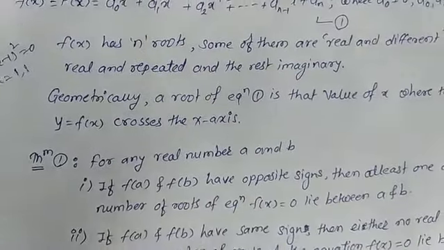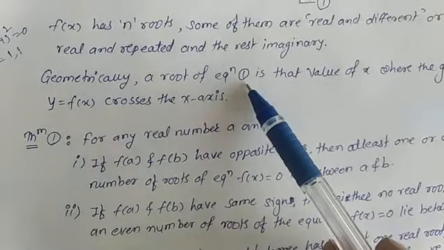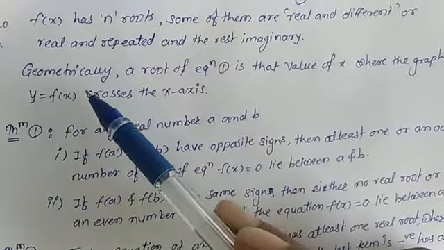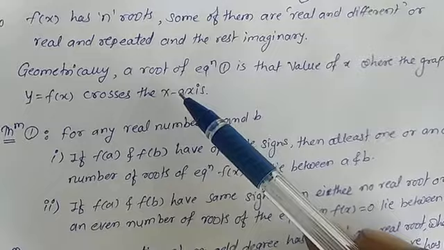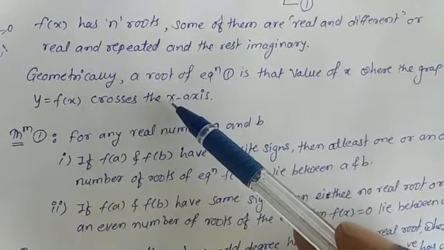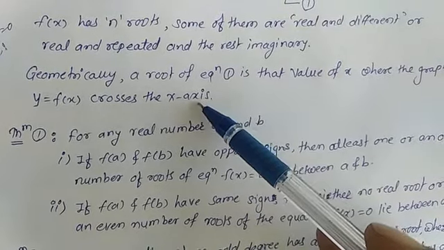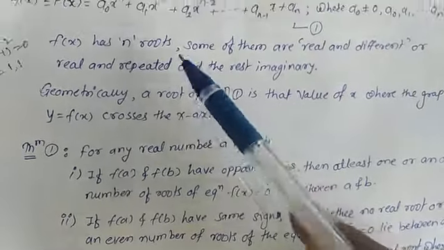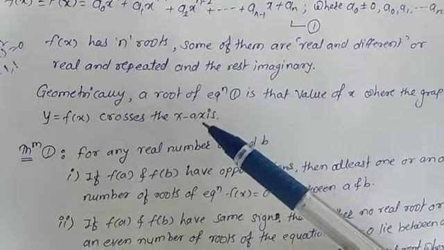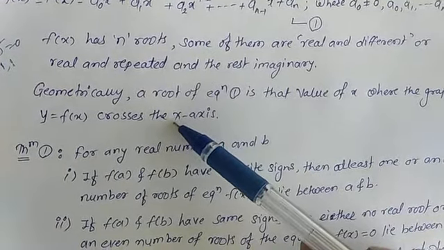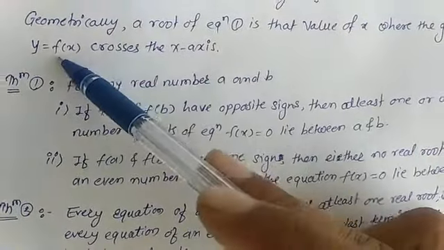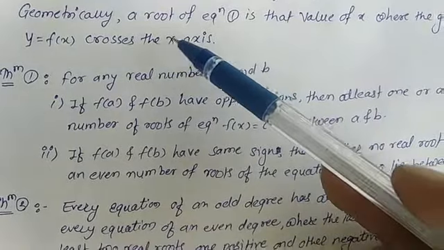Now geometrically, a root of equation 1 is that value of x where the graph y is equal to f of x crosses the x-axis. That means when we put the value of x, it should be an intersecting point on the x-axis. So geometrically you can say that the root of this equation is the point which lies on the x-axis only, where y is equal to f of x crosses the x-axis.